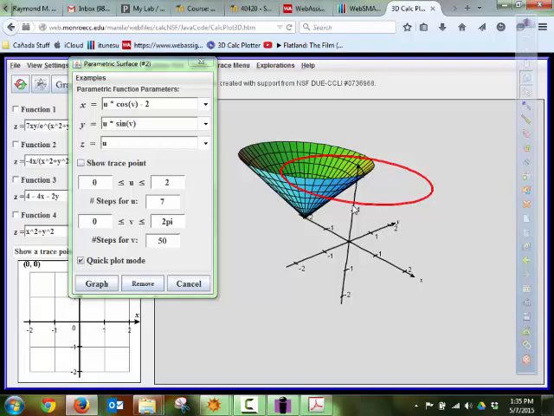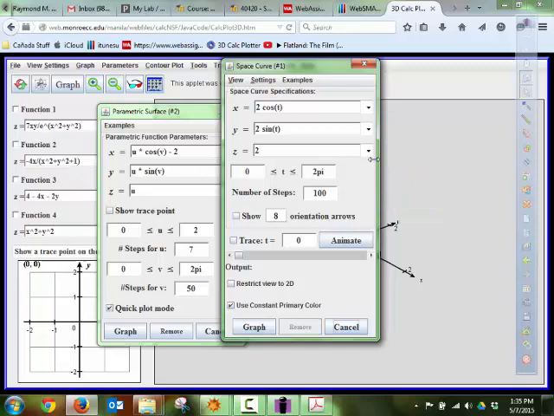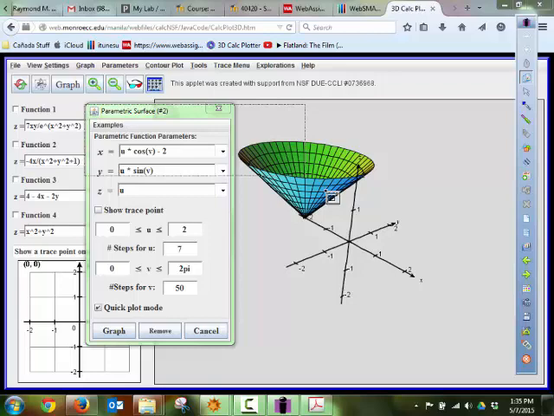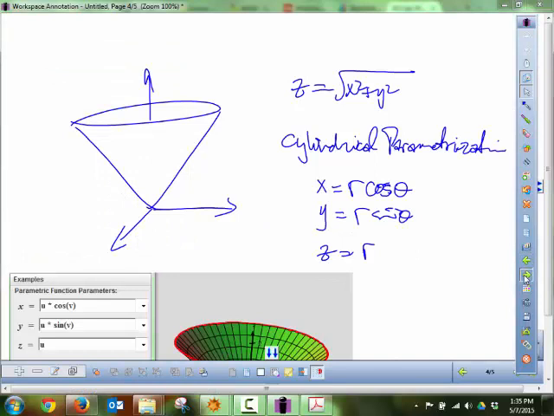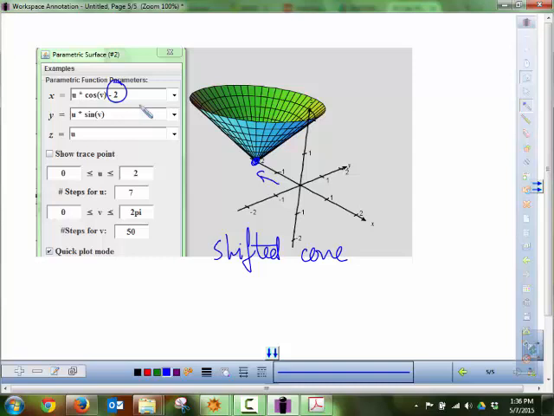I'd like to get rid of this circle right now. Space curve. Remove. Done. So let's might as well take a picture of this as a shift as well. So the cone shifted by putting a negative 2 in the x direction. So we got a shifted cone. Okay?